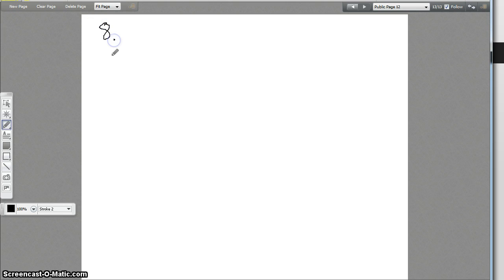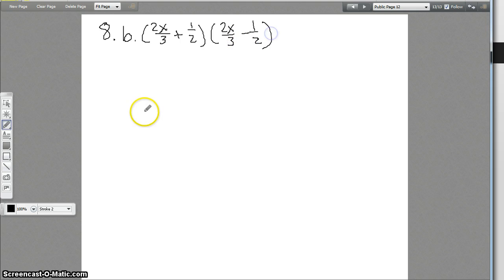Okay, now we're going to look at problem number 8. The instructions on problem number 8 say find each of the products in exercise 7 by first changing each expression to a fraction. So we're going to go back and work the same ones that we did for number 7. We're going to look at part B. We have 2x over 3 plus 1/2 times 2x over 3 minus 1/2. And what we need to do is take what's in each parentheses and make that into one fraction.